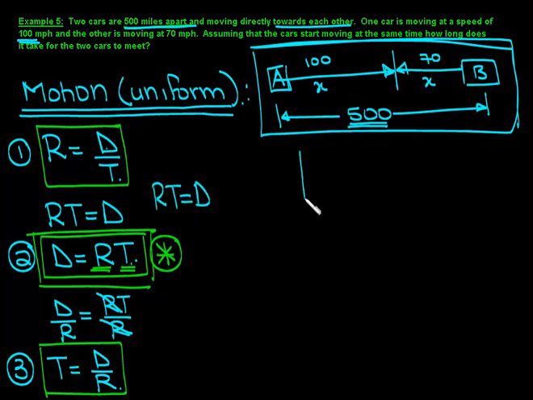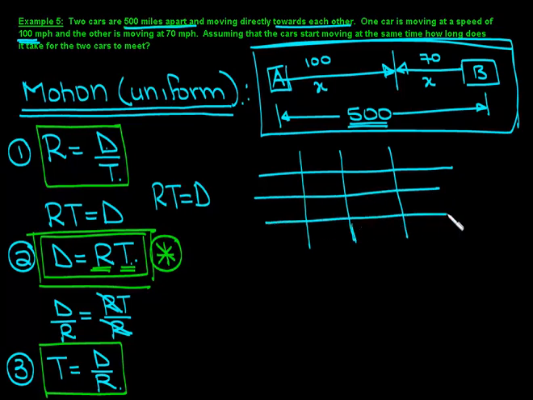Let's create a grid. This is very similar to an Excel spreadsheet, which has rows and columns. On the top row, I write my formula backwards: rate multiplied by time is equal to the distance. This row represents everything that has to do with car A. This row represents everything that has to do with car B. And there's your grid.